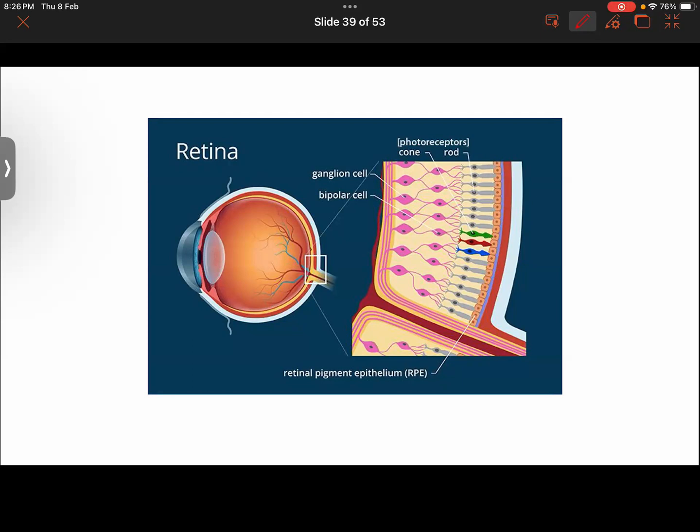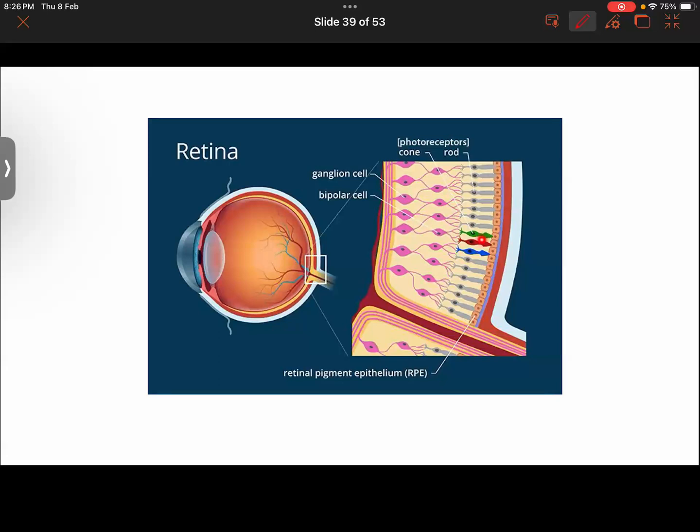Okay. Then you have the cone cells. And why are they called cone cells? Because they are simply in a cone shape. And these are sensitive to bright light. Also, it is with the help of the cone cells that we have the sensation of the color of different objects, right?